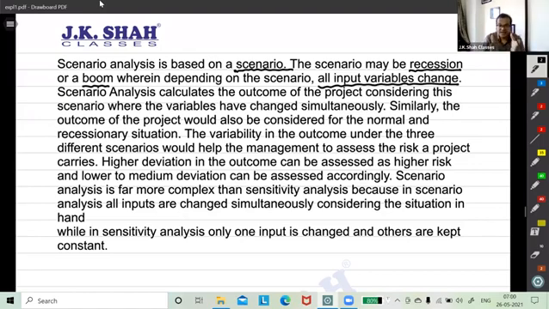See, means what? You analyze. Okay, normal situation, what will happen? Worst case, what will happen? Best case, what will happen? Okay, and then that tells you how much deviation can happen.